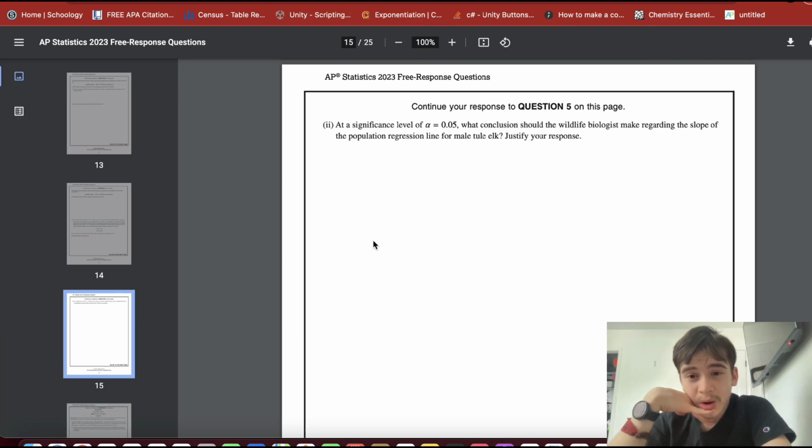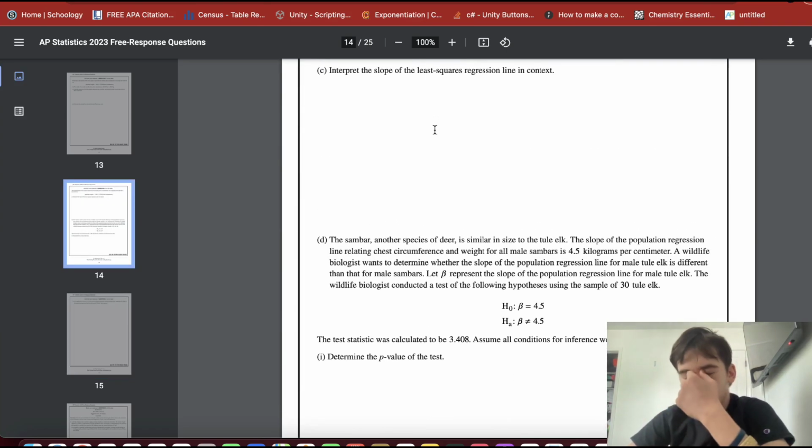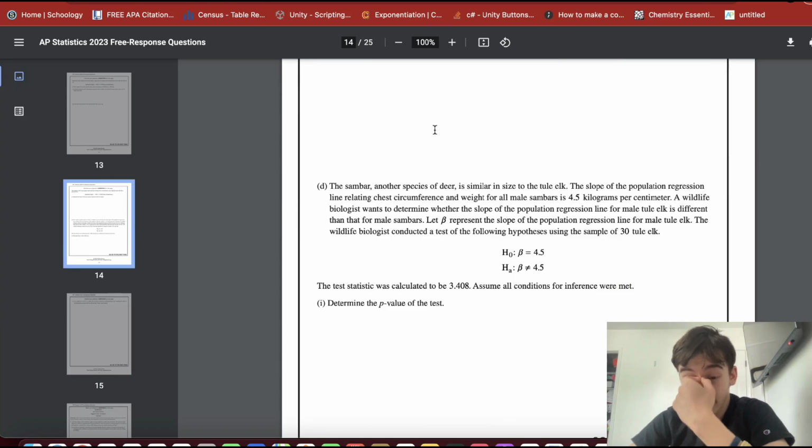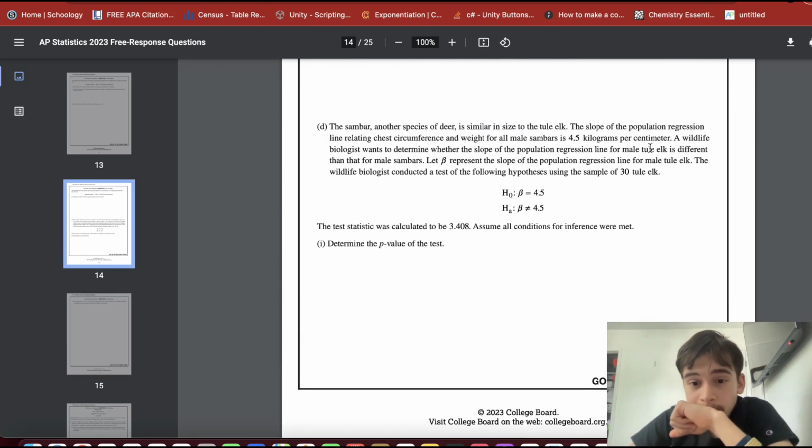What conclusion should the wildlife biologist make regarding the slope of the population regression line at that significance level? If the p-value is low, we reject the null hypothesis, and I believe it does end up being low. I'm not tapping in my calculator right now, but yes.